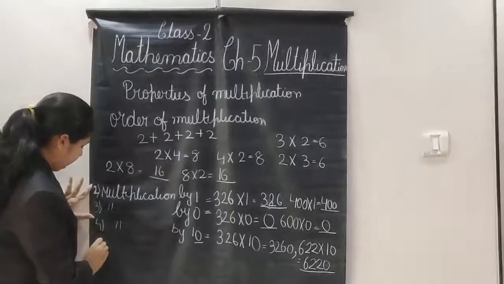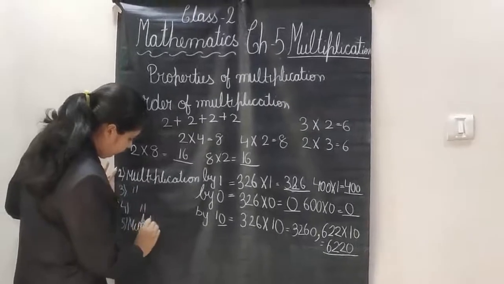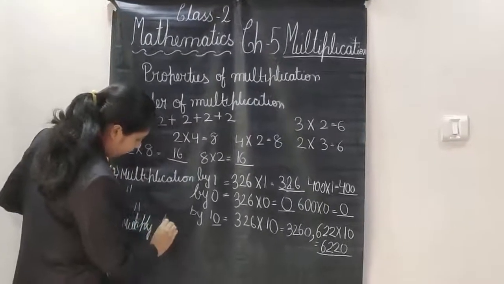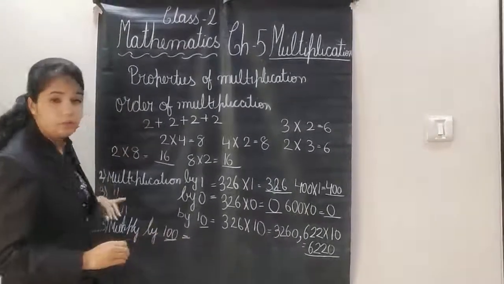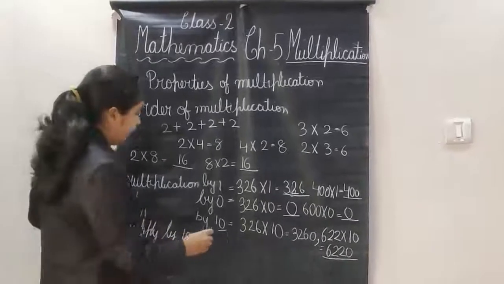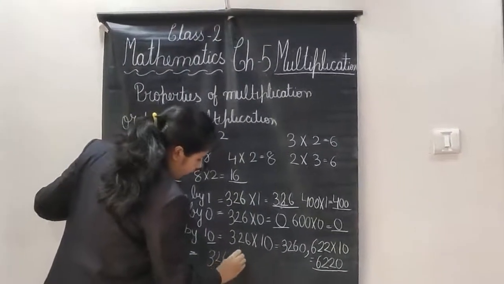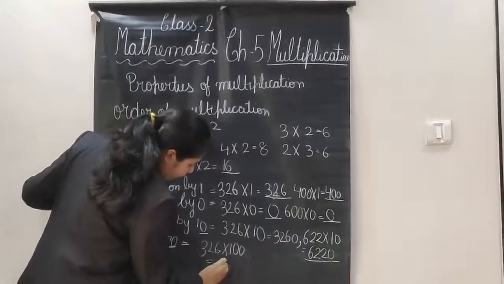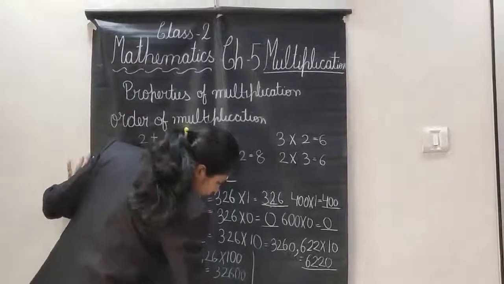Now the fifth one, multiply by 100. So in 100, how many zeros are there? 2 zeros are there. So 326 multiplied by 100. The answer will be 326 and 2 zeros, right?